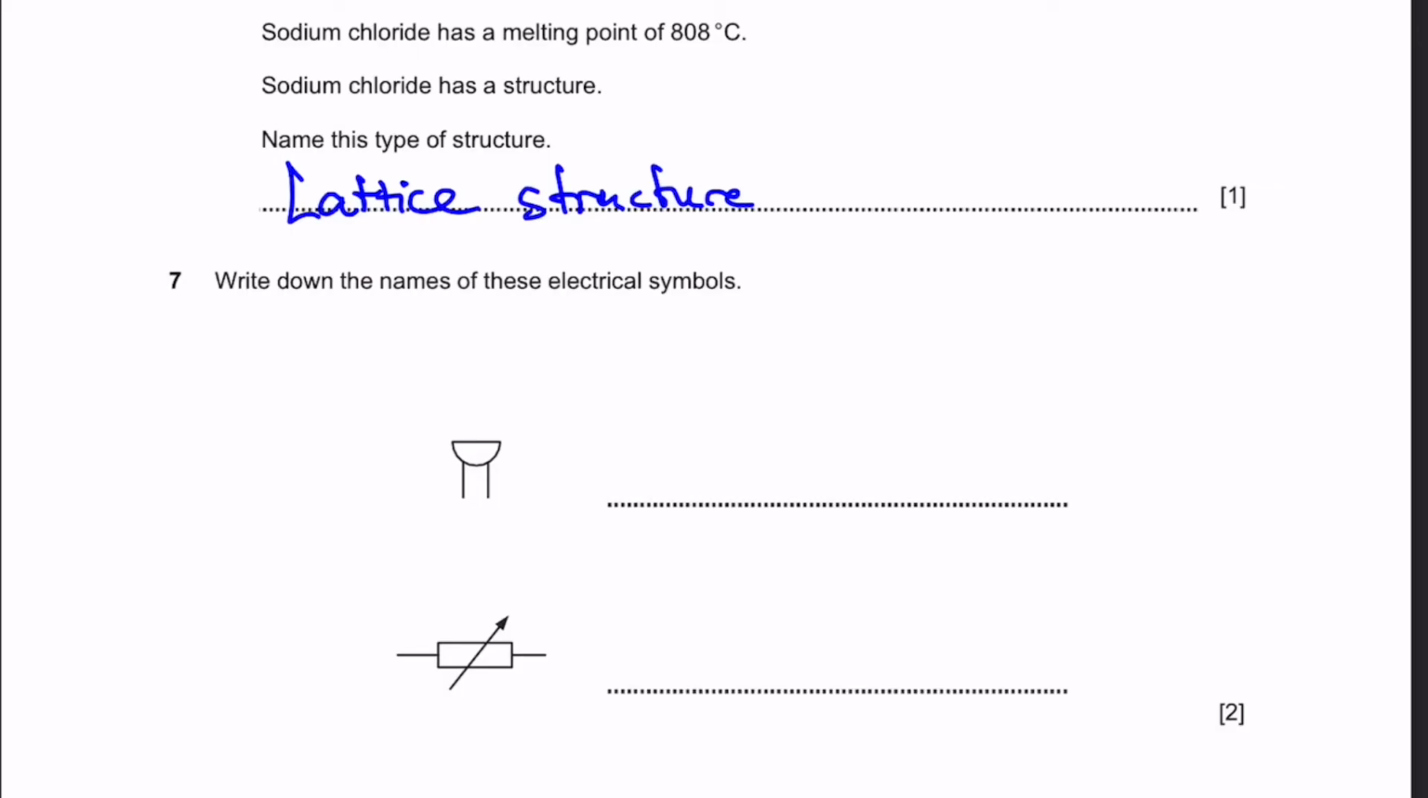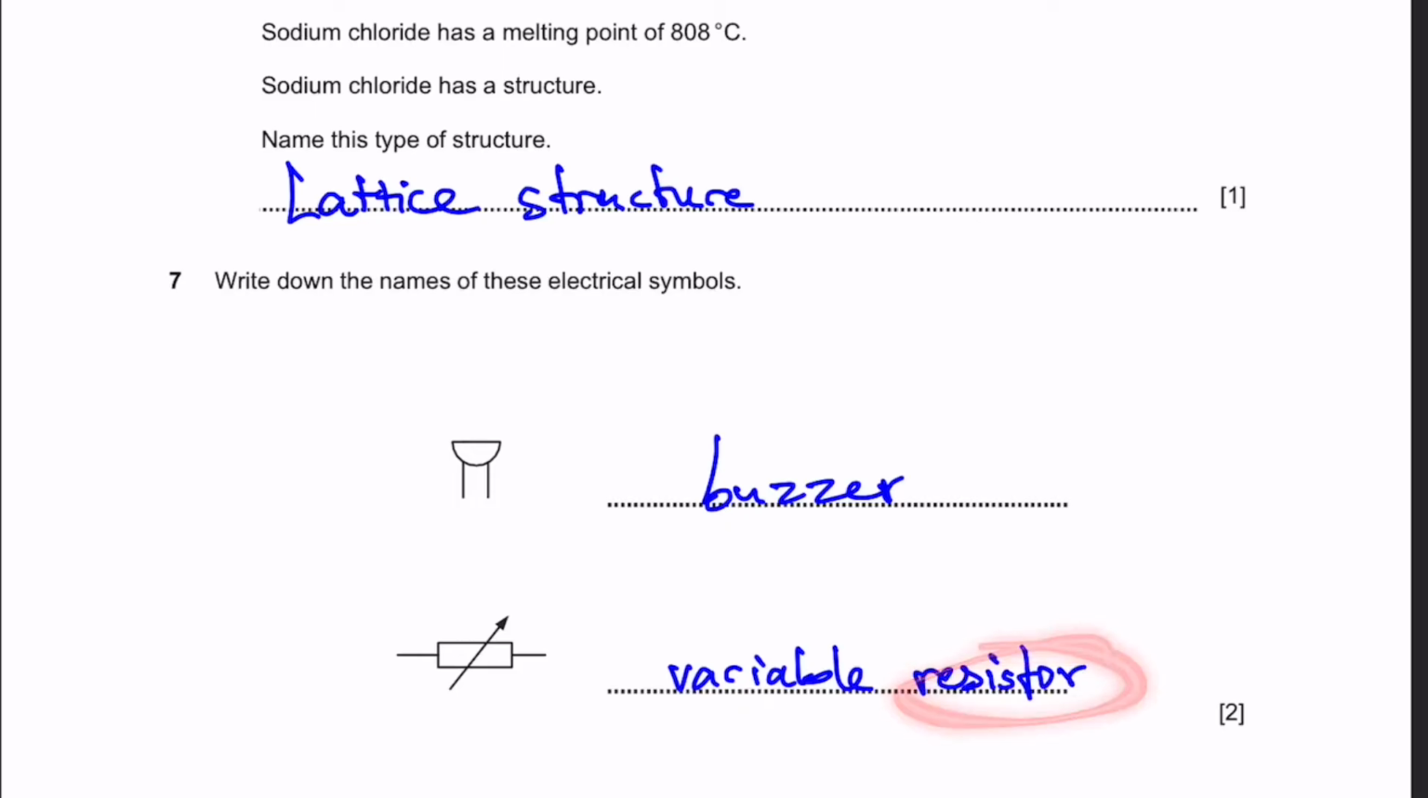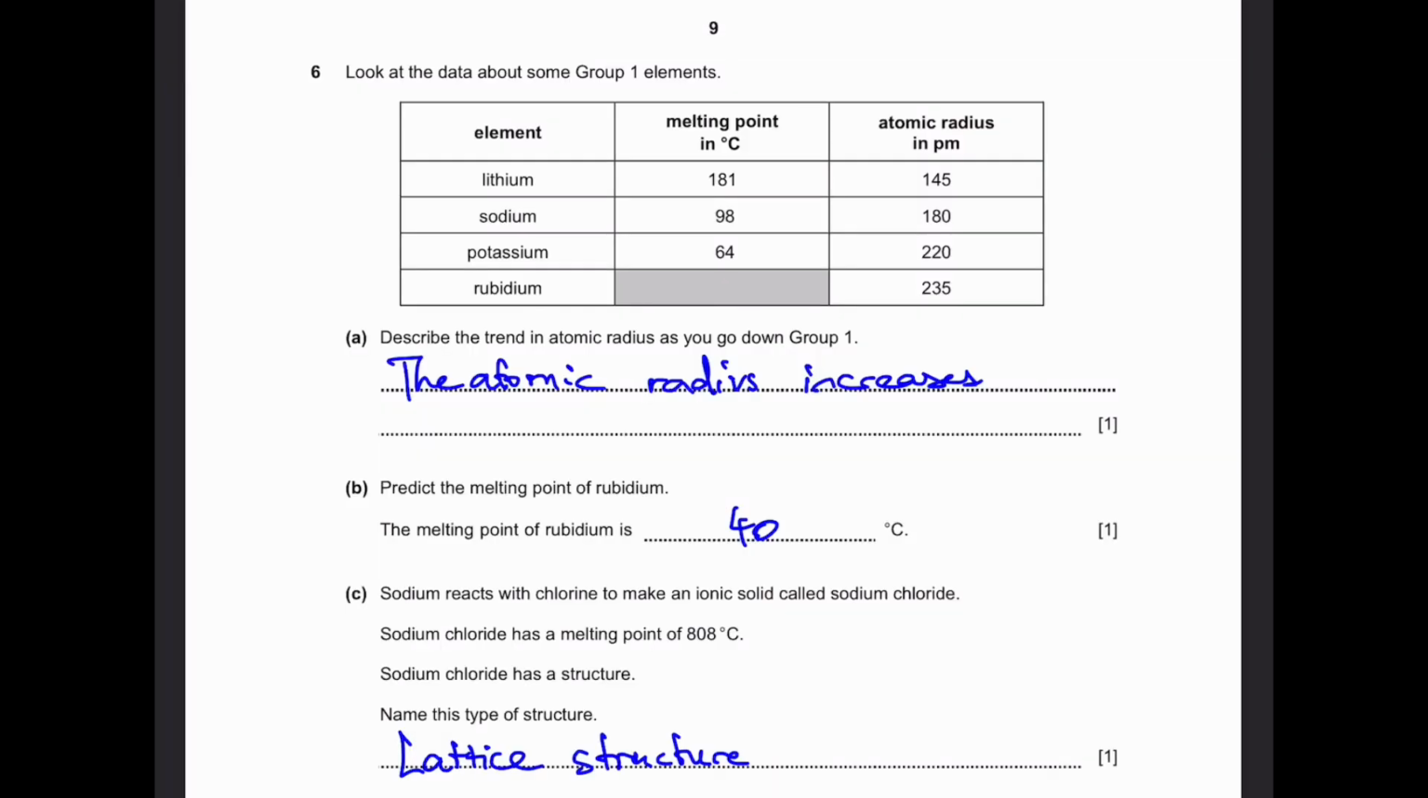Write down the names of these electrical symbols. This one is a buzzer. And the next one is a variable resistor. For the second one, writing resistor is not enough. You see this line going through the resistor symbol, then it has to be written variable. Otherwise, there's no mark for just resistor. That's our answer. Let's go to question 8.